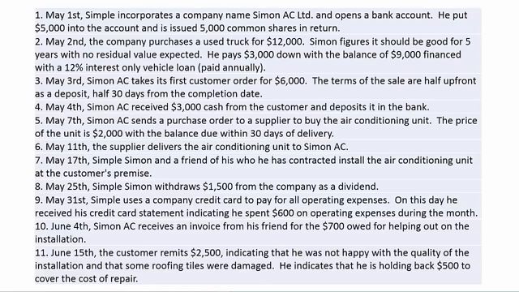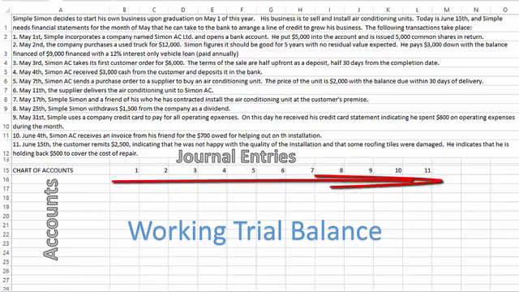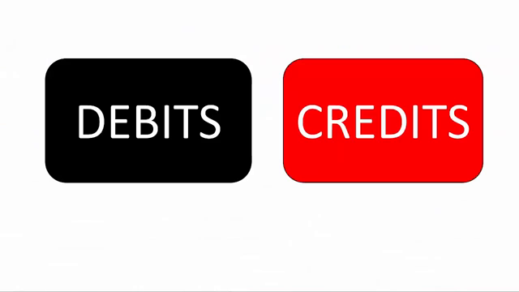From this point on, I'm going to switch over to Excel to show you how to post these transactions. So here we are in Microsoft Excel. Now pay close attention to how I create what is called a working trial balance. In a working trial balance, I will list my chart of accounts down the left-hand side of the screen. And across the top, I'm going to list my journal entries, which I've numbered from 1 to 11 to correspond to the transactions that are listed above.